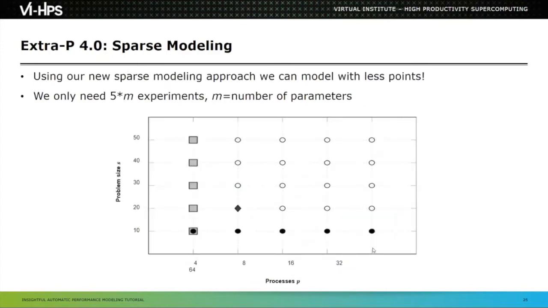Therefore, we introduced the sparse modeling that lets you more freely choose the points that you want to measure. So now with the sparse modeling, you only need 5 different measurement points per parameter. So for example, for the number of processes, it would be enough to have these 5 black points here. And then for the problem size, it would be enough to have these gray squares. So you would actually just need 9 points instead of 25. And of course, you can measure more points, which will lead to better accuracy, because in the end, more data is always better for a function fitting method like we have.